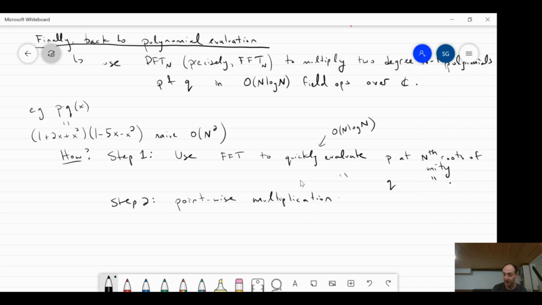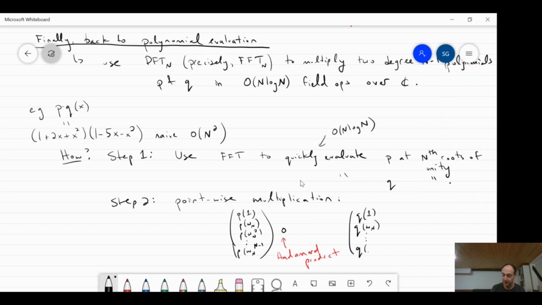Because after step 1, what do I have? I've got P of 1, P of omega_n, P of omega_n squared, and so forth, P of omega_n to the n minus 1. So that's what I get out of step 1. When I multiply by the DFT matrix, it evaluates it at the roots of unity for me, and it gives me this vector. And this symbol here is sometimes called the Hadamard product. It's just entry-wise multiplication, so forget about the fancy name. And then we know from step 1, the other thing we get is Q evaluated at all the roots of unity.